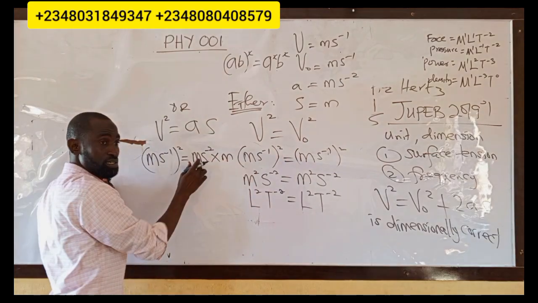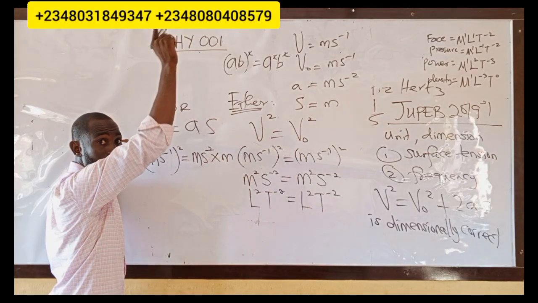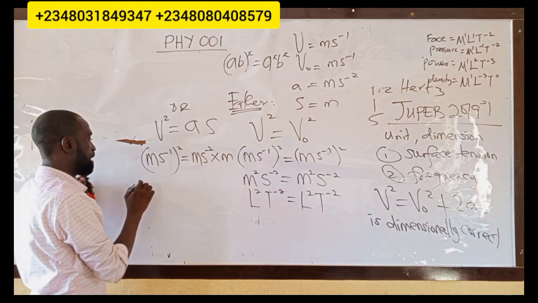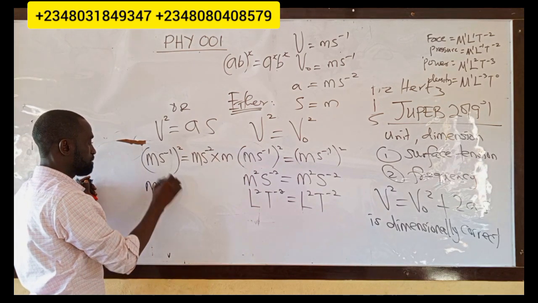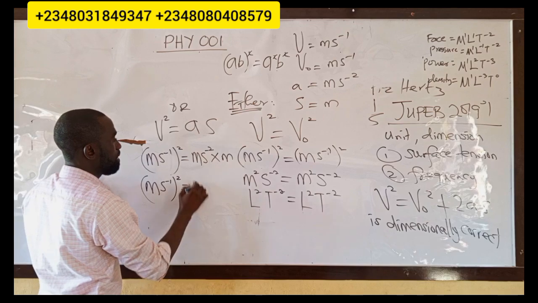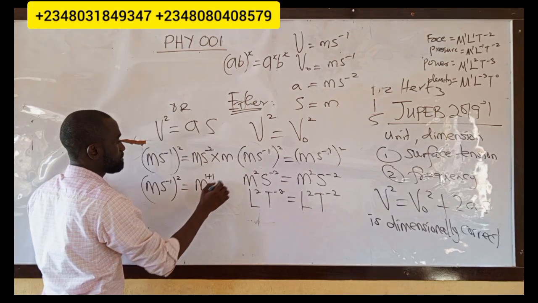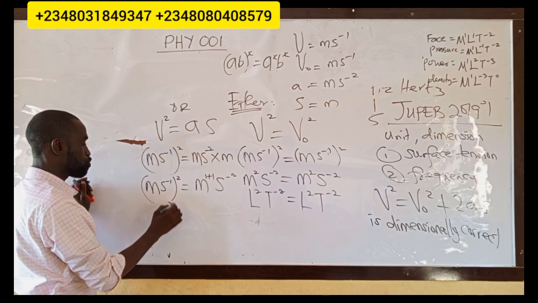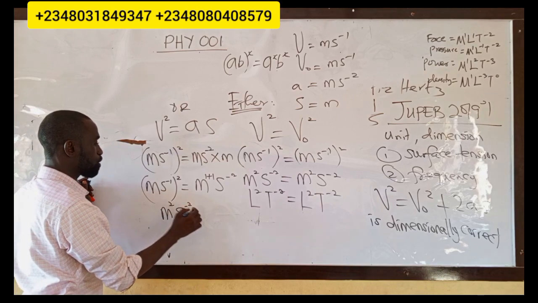So I'm having two of these. I want to be the area. Under the law of indices, this is power 1, I'll add them together. I'm now having m s to the power minus 1, squared, equals to m to the power 1 plus 1 is equal to minus 2. So open this bracket. We have m raised to the power 2, s to the power minus 2.